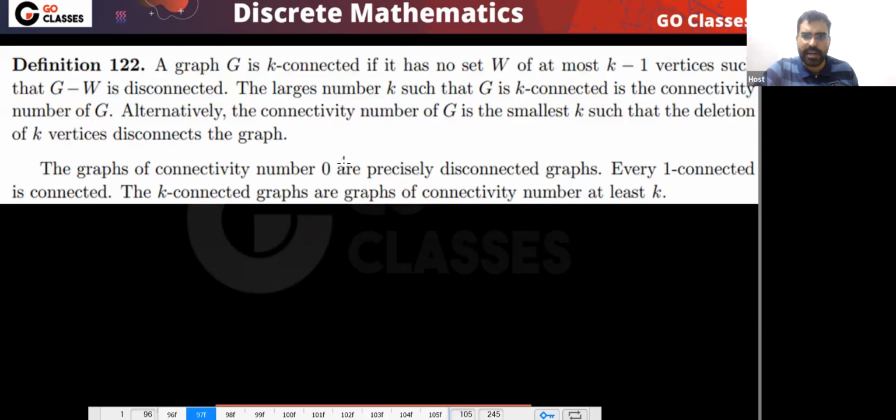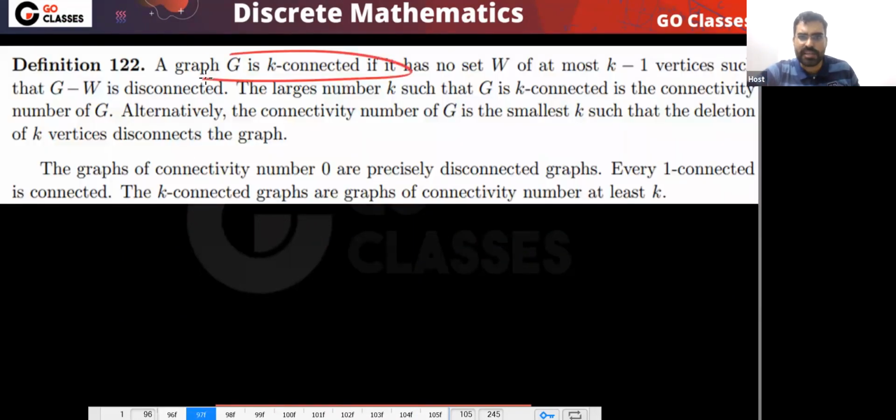Okay, so for that we need to remove two vertices. So this is the complete idea. I hope this concept is clear. The connectivity number is 0 for a disconnected graph. If your graph is already disconnected, then the connectivity number will be 0. Okay. And what is a K connected graph?